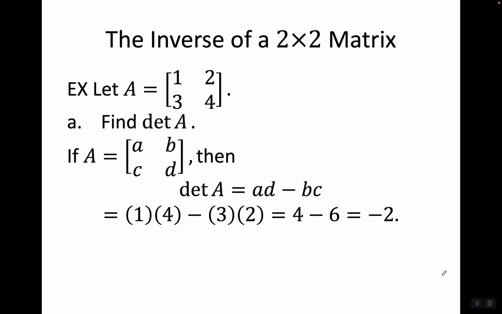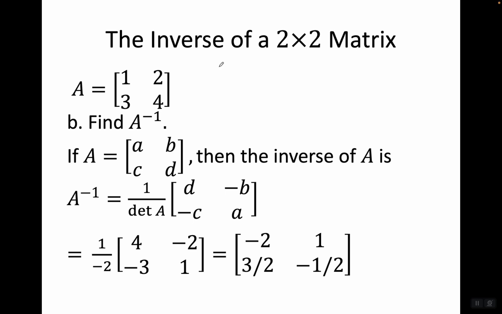Okay, let's see an example. Let A equal [1, 2; 3, 4]. Find the determinant of A. If A equals [a, b; c, d], then the determinant of A is just ad minus bc. In other words, it's the product of these two minus the product of these two. So that's just going to be 1 times 4 minus 3 times 2, which is 4 minus 6, in other words, negative 2. So that's the determinant.